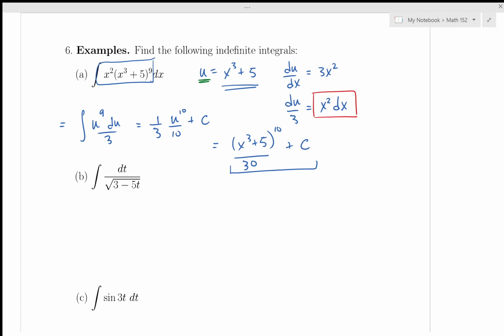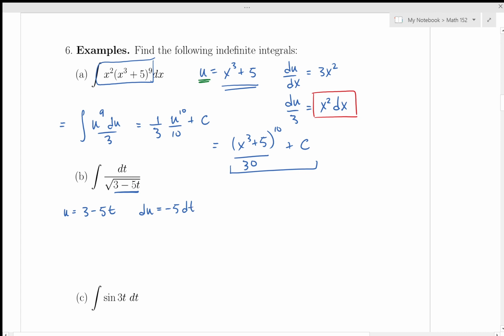Okay, let's try the next example. I see something underneath the square root sign. Maybe I don't see how to integrate that very easily. Yeah, but I also see that if I were to take the derivative of this, I'm simply going to get a constant. So I get the idea that maybe I should let u equal 3 minus 5t. Then what will happen is du will be equal to minus 5 dt.